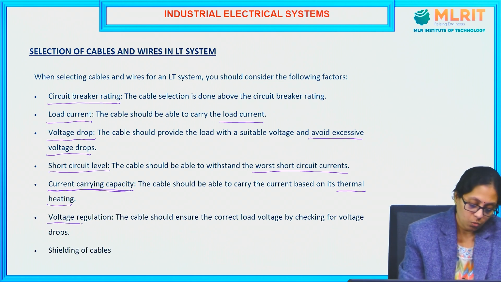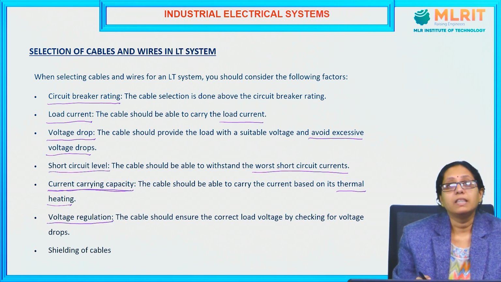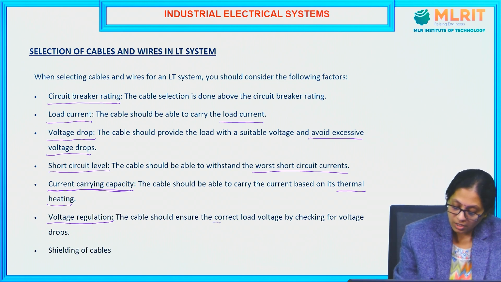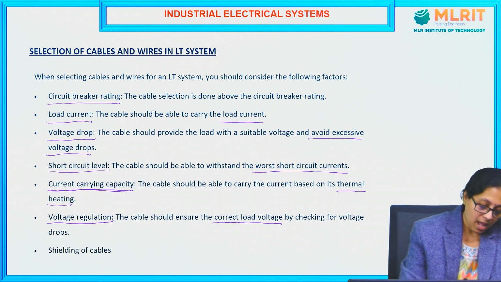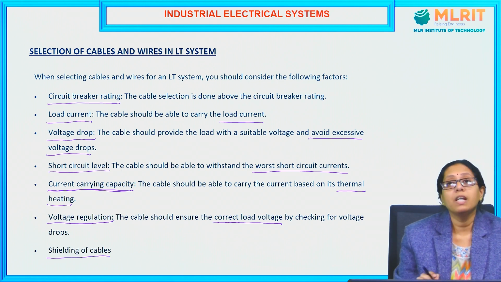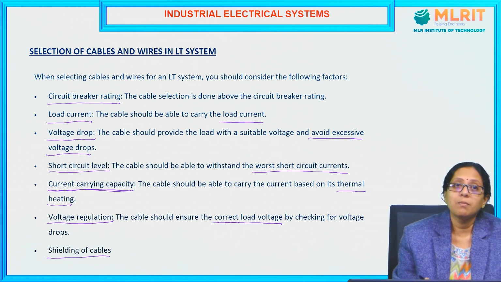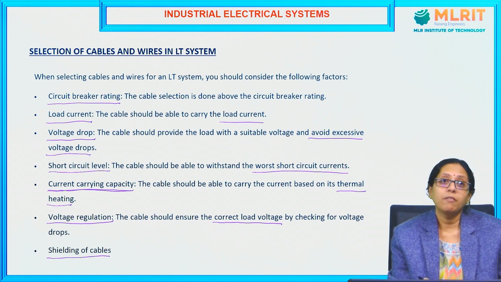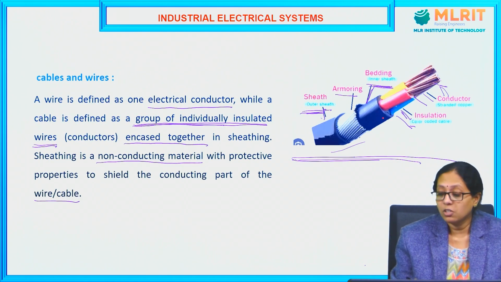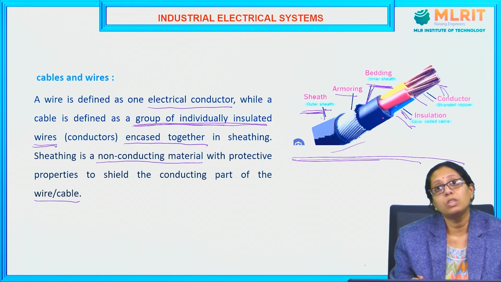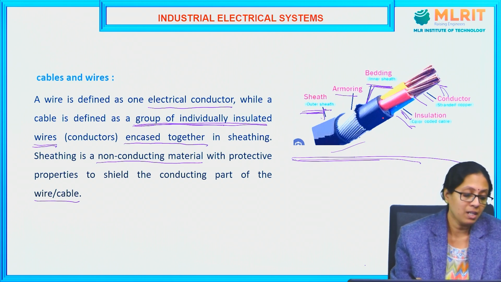Next one is voltage regulation. The cable should ensure the correct load voltage by checking the voltage drops. Last is the sheathing of the cables. As I said in the earlier picture, sheathing of the cables is done as shown in this particular picture, and two to three layers of sheathing can be provided for a particular cable.